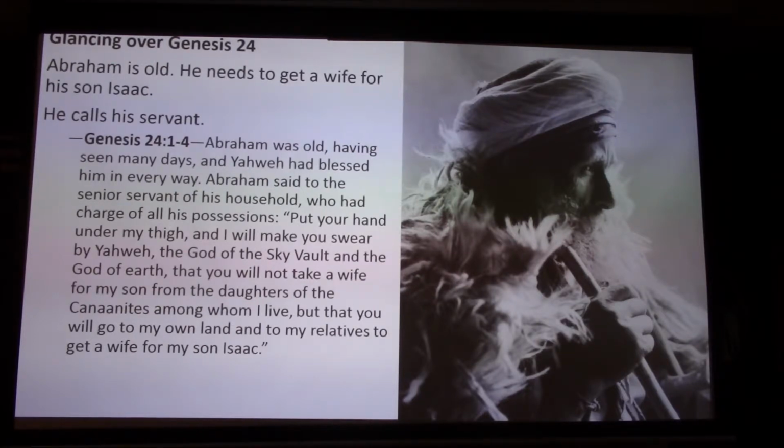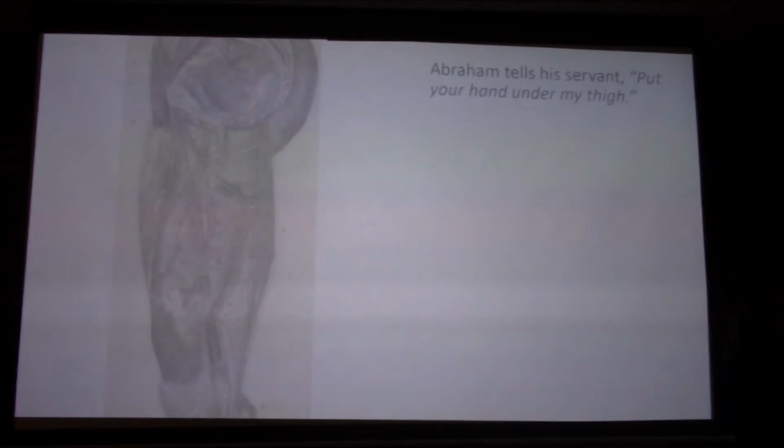And basically, you're going to go out. You have to go to my own land, to one of my relatives, to get a wife for my son Isaac, because I can't get a wife for my son Isaac among the people we're living here. I can't trust these people. We've got to keep it in the same house. That's just how these people think.